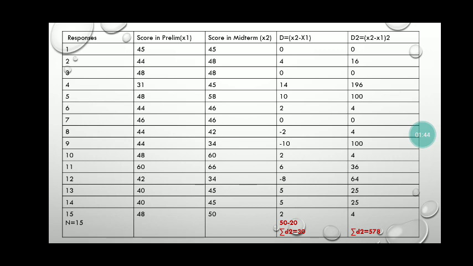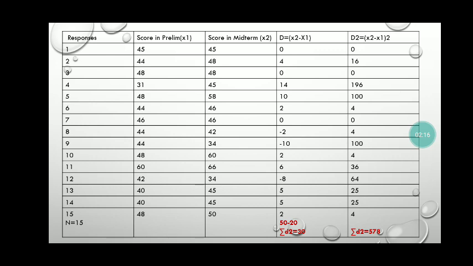So the score in prelim will be your x, their score in Educ 190. You just input your x values, 45, 44, 48, 31, 48, going down. Then the score in midterm is their score in the midterm in Educ 190, again going down. So D equals x sub 2 minus x sub 1 equals 0, 0, 4, 0, 14, 10, 2, 0, 2, negative 10, 2, 6, negative 8, 5, 5, 2.